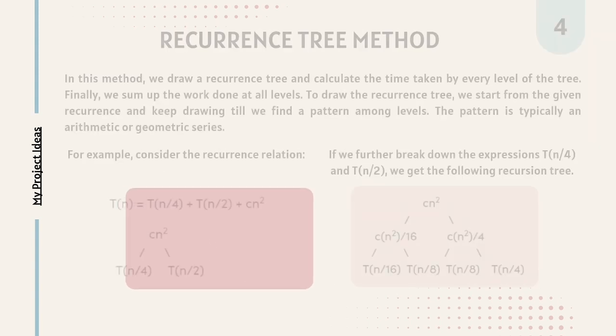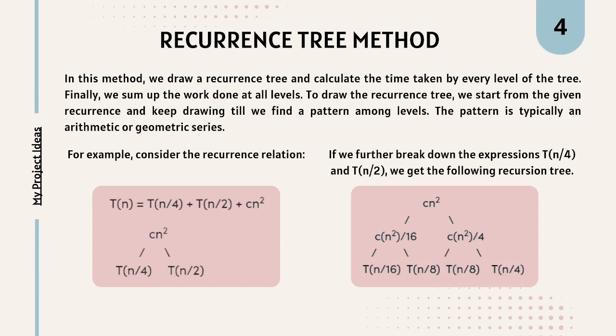Next, recursion tree. This is basically a bit important. Here you draw a recursion tree and you calculate the time taken by every level. This entire thing is a recursion tree, and for time complexity at each level, at this level you measure the time complexity, at this level you measure the time complexity, and at the last level you measure the time complexity. Then you sum up. You start from a particular recurrence and keep drawing till you find a pattern, and the pattern is typically an AP series or a GP series. So it's either an arithmetic progression or a geometric progression.